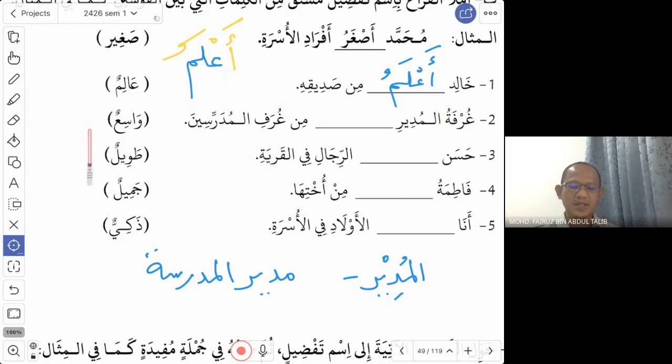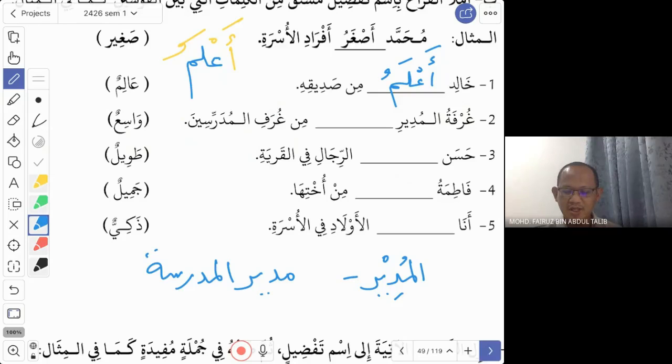You want to say his room is wasi', wide. So you want to say his room is wider. We had this word before. Just write the word awsa'u. So here it is awsa'u. Now, ghurfatul mudir awsa'u min ghuraf al mudarrisin. Okay, good. That is how wasi' becomes awsa'.